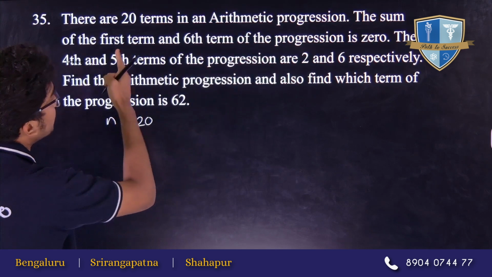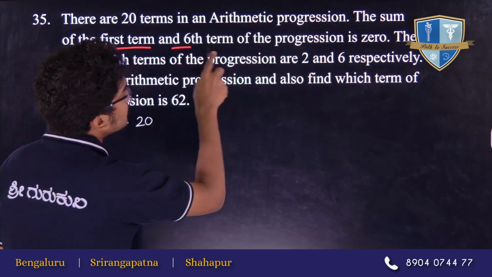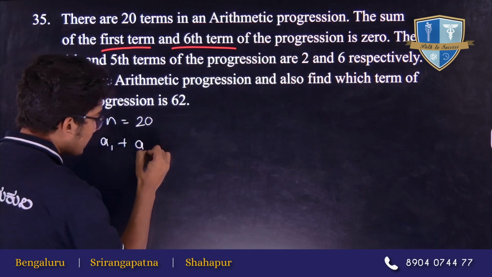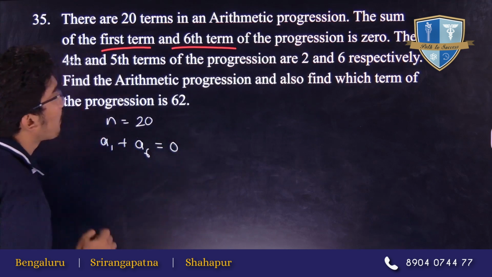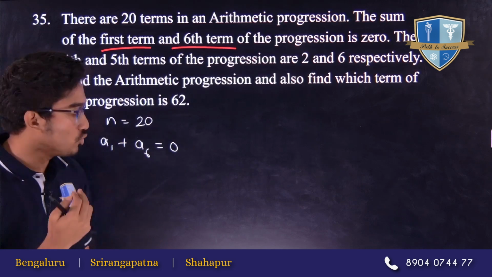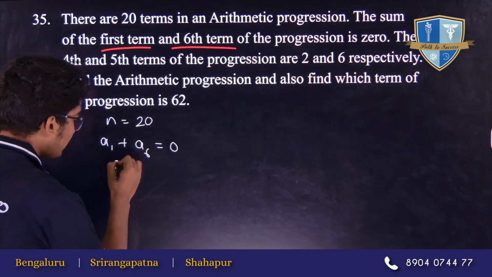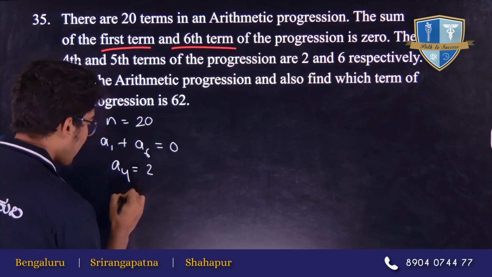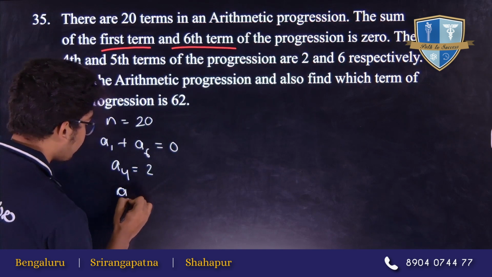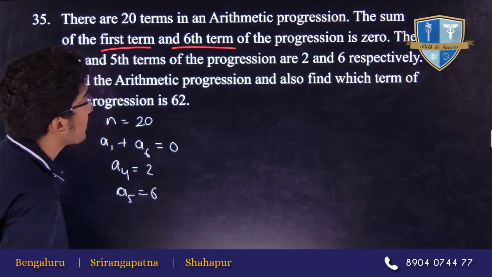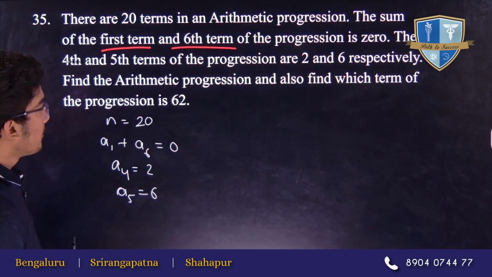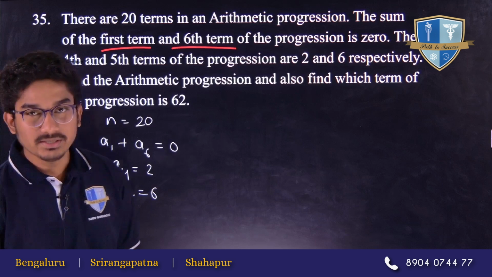Next, the sum of the first term and the sixth term is 0, meaning a1 plus a6 is given as 0. Next, the fourth term and the fifth term of the progression are 2 and 6 respectively. That is, a4 is given as 2 and a5 is given as 6. Correct? Find the arithmetic progression and also find which term of the progression is 62.